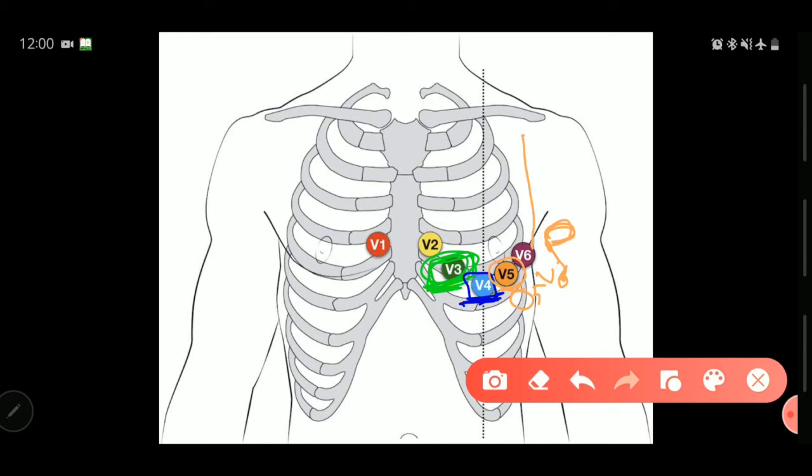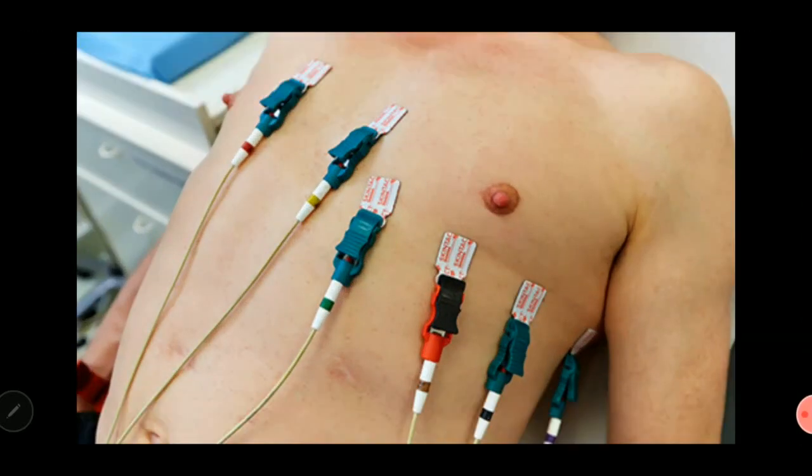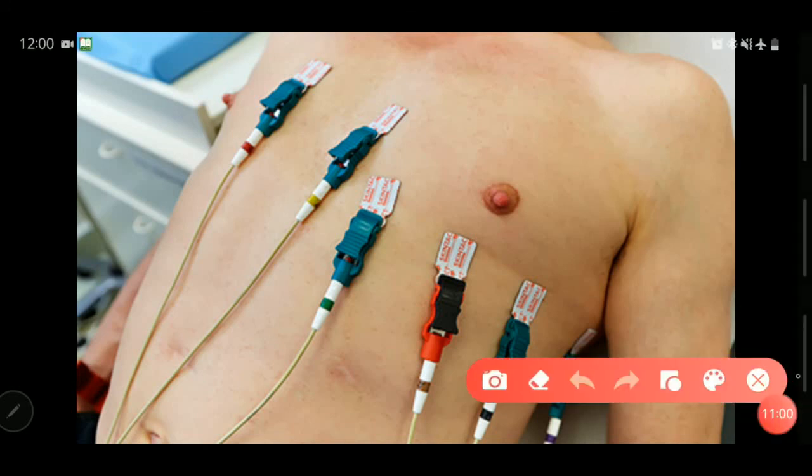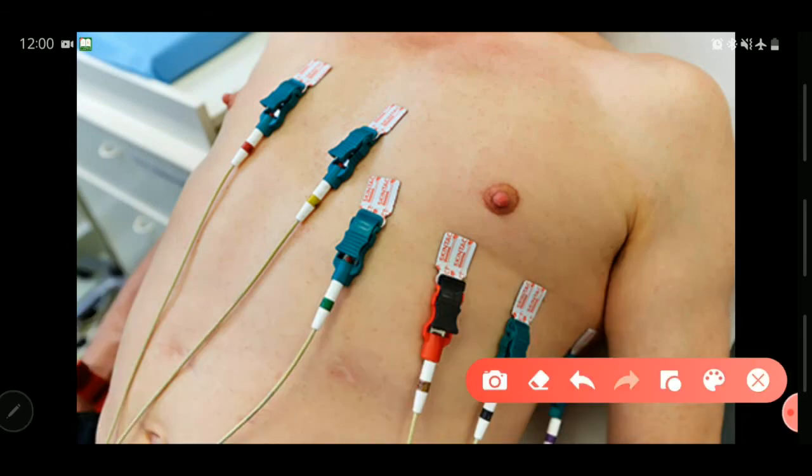Okay, so those are the 6 chest leads. This is another picture showing the 6 chest leads. As we said before, we have 6 chest leads. This is like a real patient, but here they're showing the 6 chest leads with numbers, not colors. But in this picture, they're focusing exactly on the position of all of them. So let us go and explain all of them.